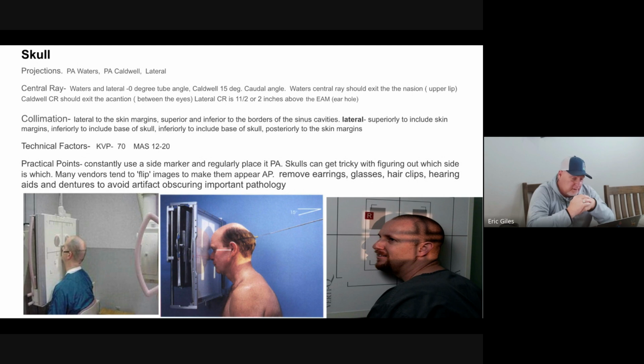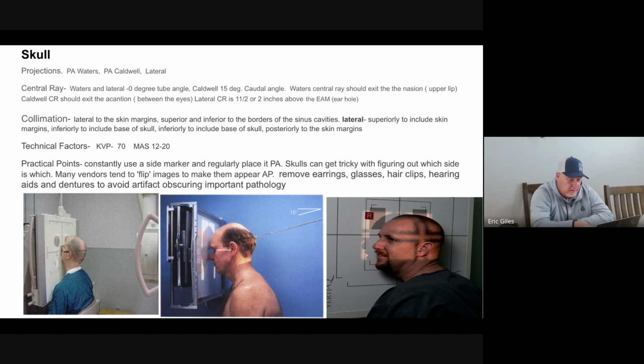Very important, because we want to remove earrings, glasses, hair clips, hearing aids, dentures to avoid any artifacts when we're looking at skulls. So let's just run through the positions real quick. The AP or the PA Waters: patient's chin and nose are against the image receptor, and it is a straight shot, exiting the nasion.